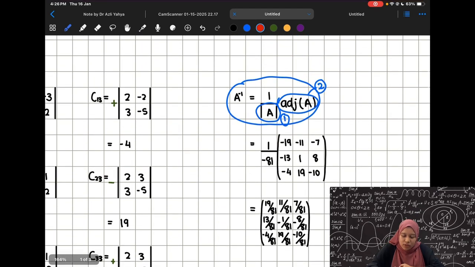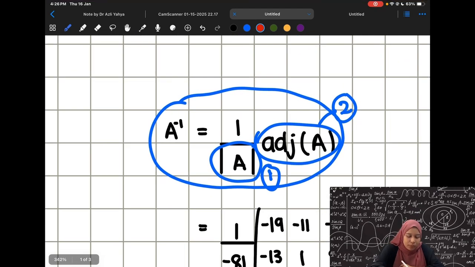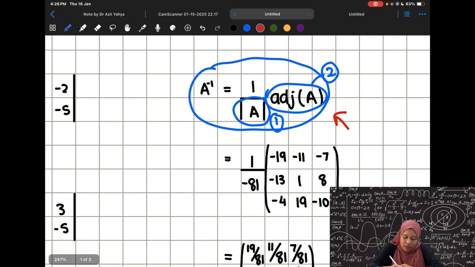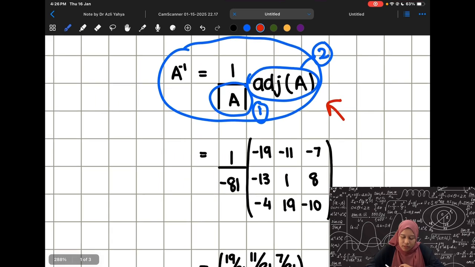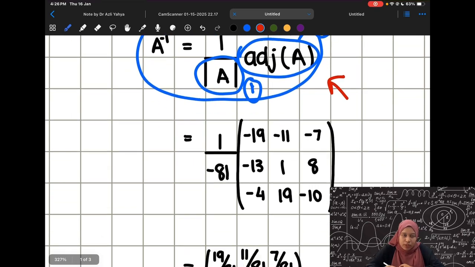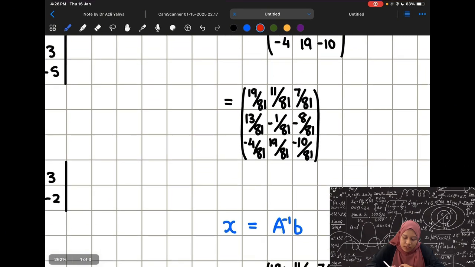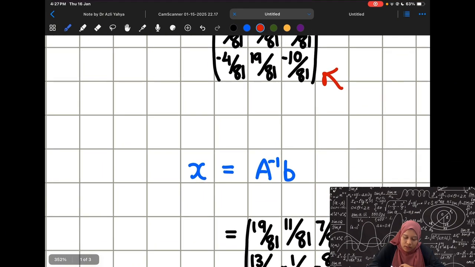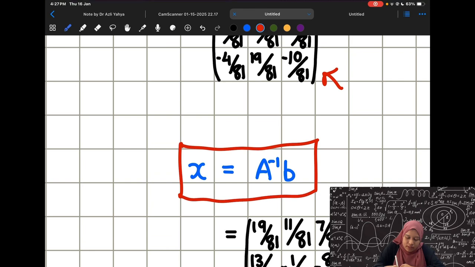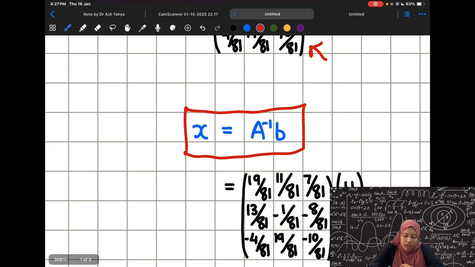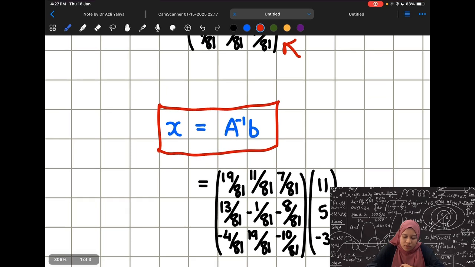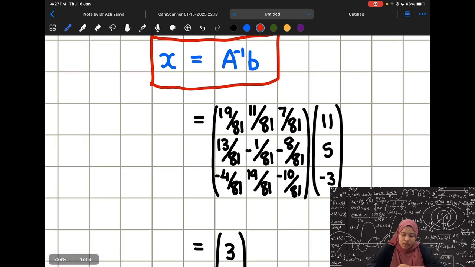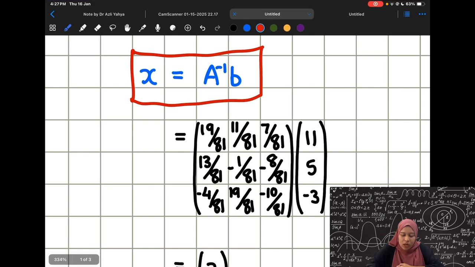After that, we just need to put it on our formula, which is this formula. Okay, 1 over negative 81 multiply with our adjoint A. Okay, after that we get this answer, and lastly you need to write in this form to get the value of X. Okay, X is actually A inverse of B. So we already get our A inverse, and B is our question, right?